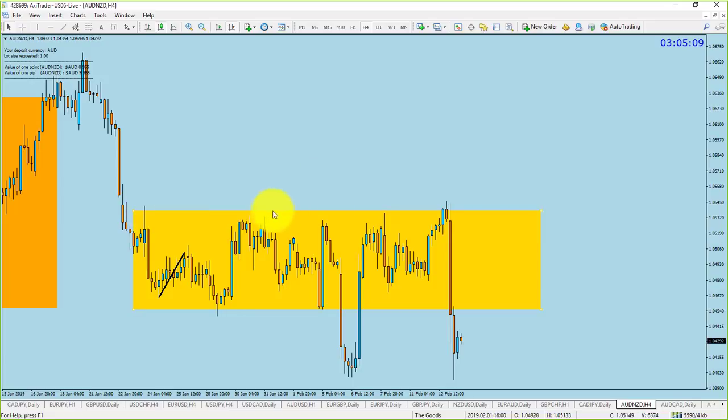You've got several touches on the top. You got 1, 2, 3, 4, 5, 6 touches on the top. And you got 1, 2 touches on the bottom, depending on if you count that one or not, but I would say at least 2, maybe 3. And you've got a false breakout here. And now we've got a breakout here. We don't know if it's a false one.